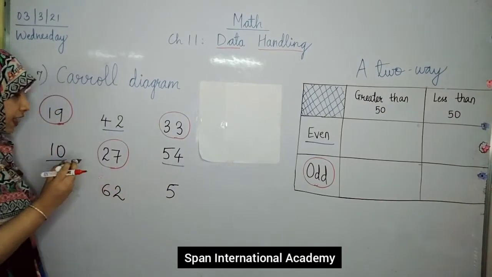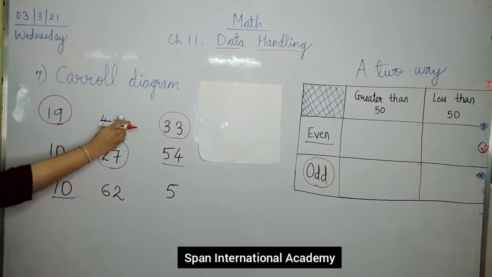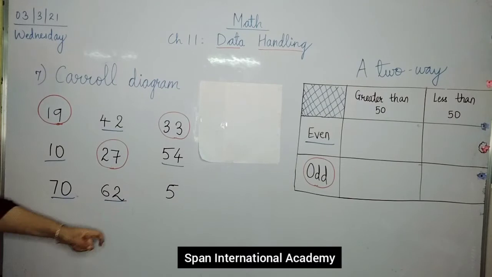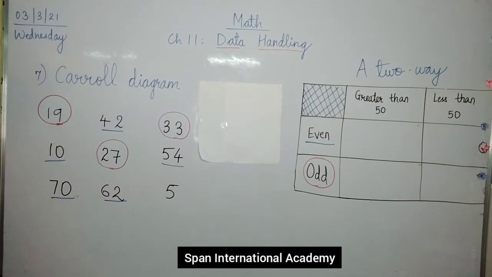Correct. Absolutely right. Now 70. 70. What is it? Even or odd? It is even number because 0 is even. Now coming to 62. 62 again, 2 is even. So 62 becomes an even number. Now we have the last number as 5. 5 is an odd number. So let us circle number 5.